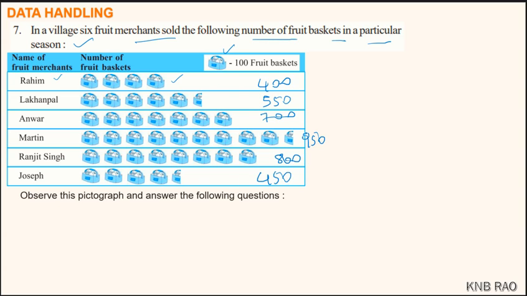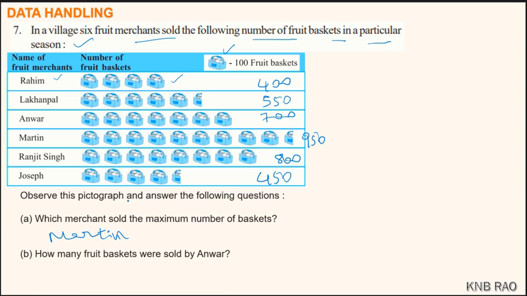Now, question number 1, which merchant sold the maximum number of fruits? It is very clear, Martin, because he is selling 950 fruit baskets. How many fruit baskets were sold by Anwar? Anwar is selling 700 baskets.